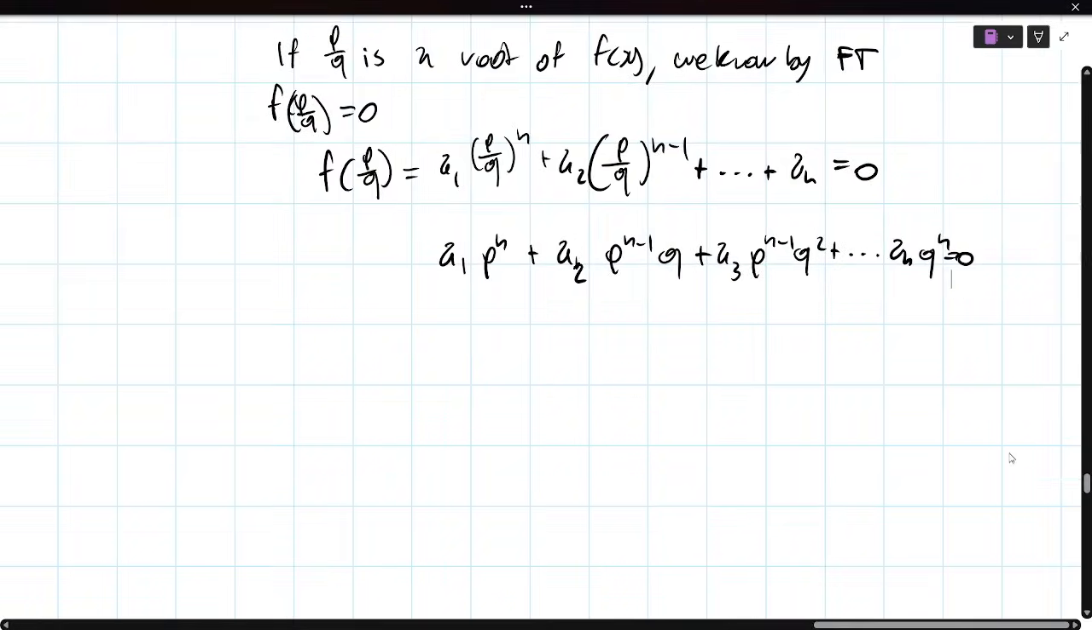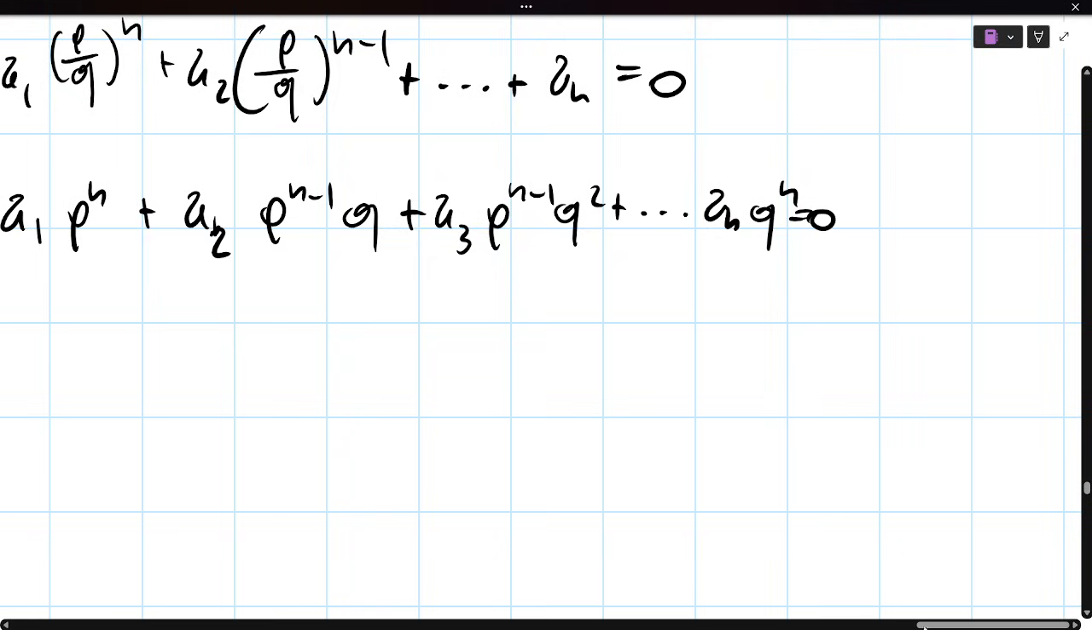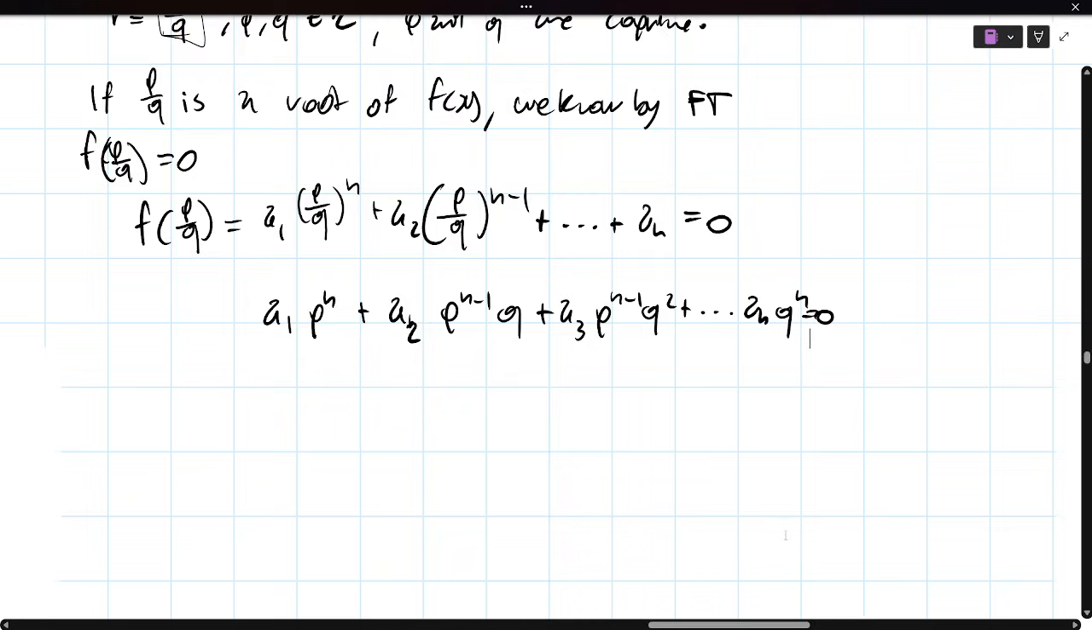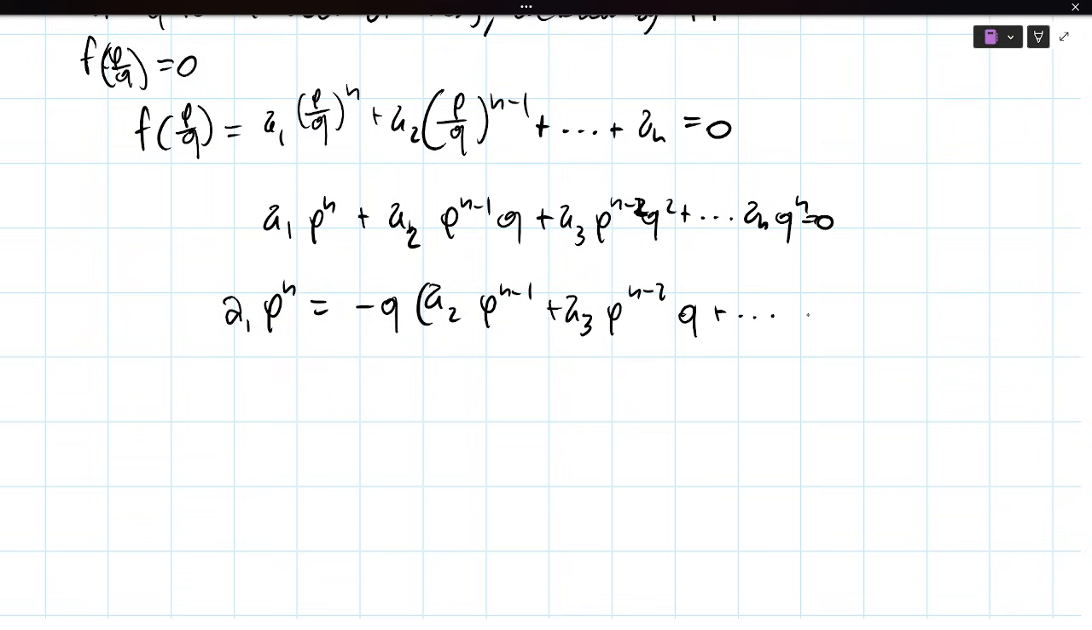Okay, I'm going to give myself a bit more space. I know it's lagging a bit, I apologize for that. Okay, that's fine. I'm going to rewrite this. I'm going to keep my first term on this side. a1 p to the n is equal to minus q times a2 p to the n minus 1, a3 p to the n minus 2 q, all the way to an q to the n minus 1.